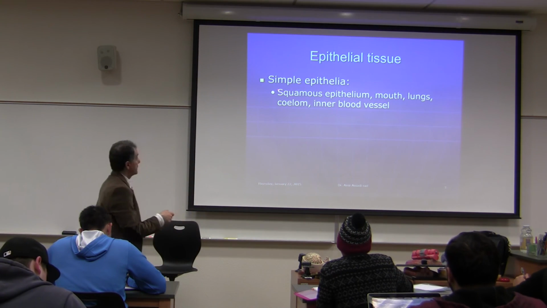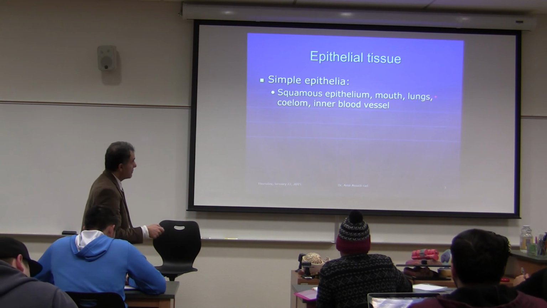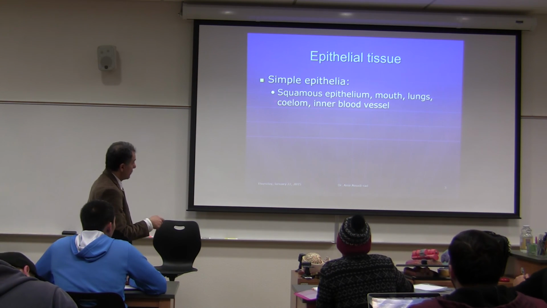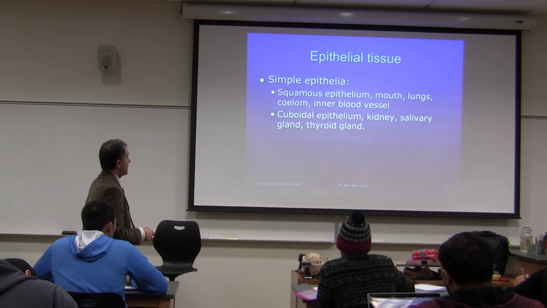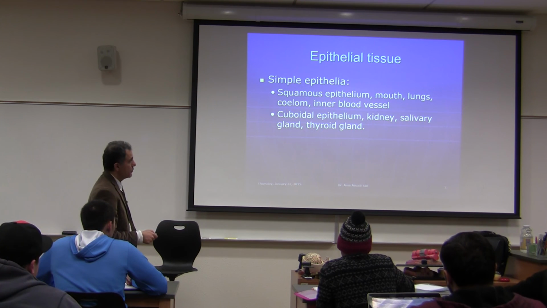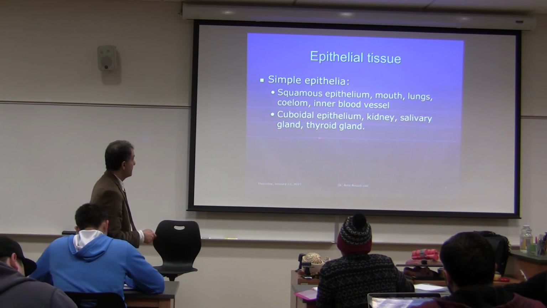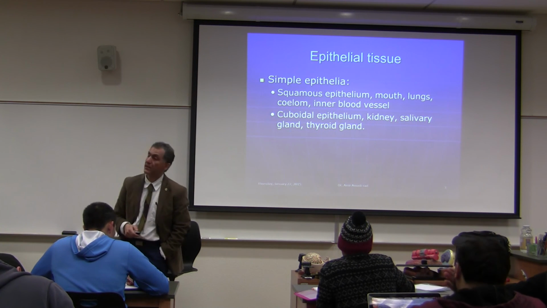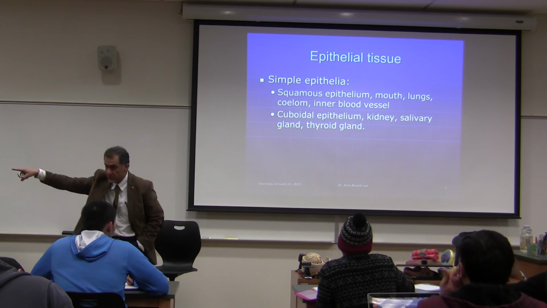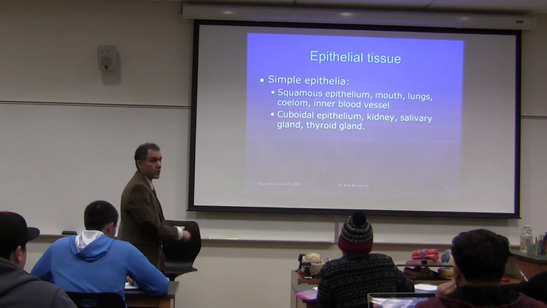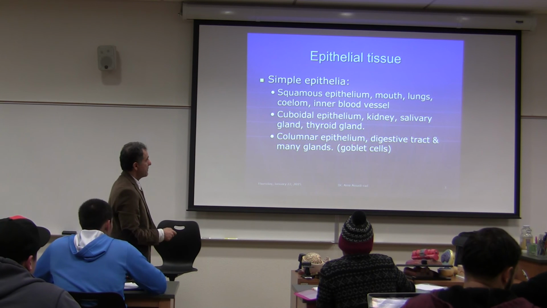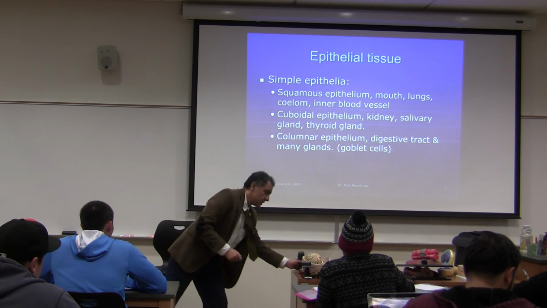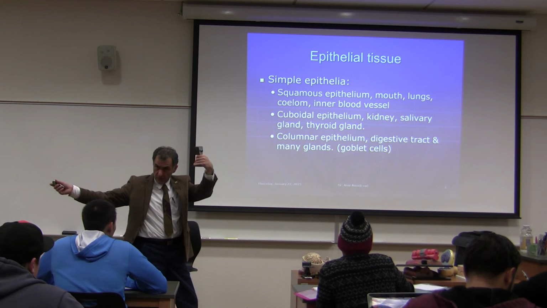So simple squamous epithelial tissue, they are found in your mouth, lung, coelom, which you don't know what that is now, but you will, and your blood vessels and so on and so forth. Cuboidal epithelial tissue, they are found in your slide of kidney. We do not have a slide of salivary gland, and we have a slide of thyroid gland. We do have them on your microscopic slides. Columnar epithelial tissue, they are found in your digestive tract. We do have a slide of it.